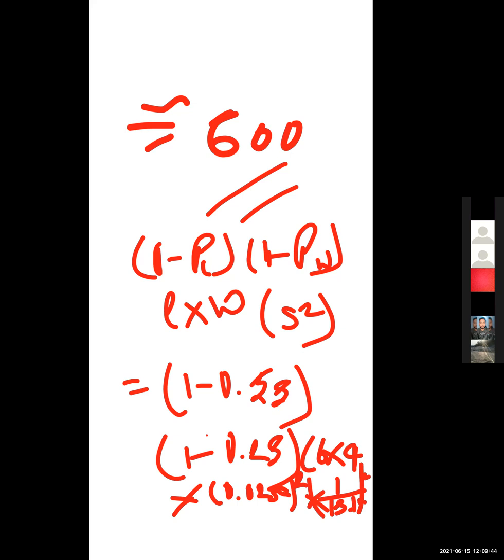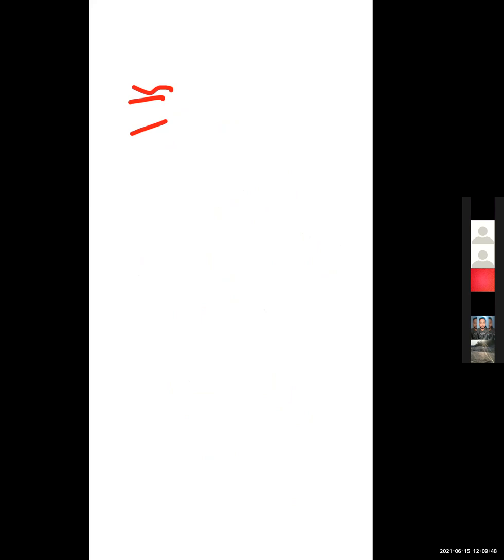So the value is approximately... what is the value of the area covered? The total area is 750 kilometers square, ma'am.